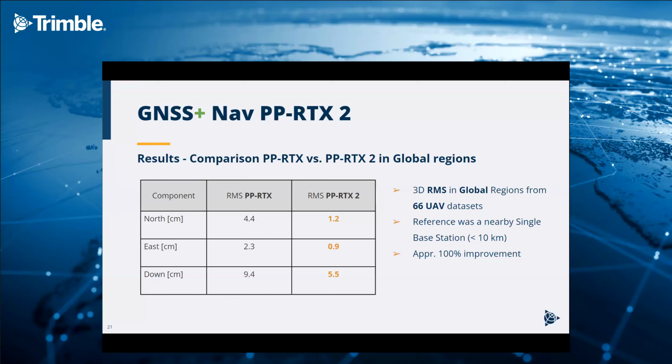And as you can see, with the standard processing in the global region, we obtained something about 2 to 4 centimeter horizontally and 9 centimeter vertically, while with the latest method, we obtained 1 centimeter RMS horizontally and about 5 to 6 centimeter vertically. So that means we have an approximate improvement of 100% with the latest PPRTX processing mode, which is embedded in the ApplanixPPK web application.